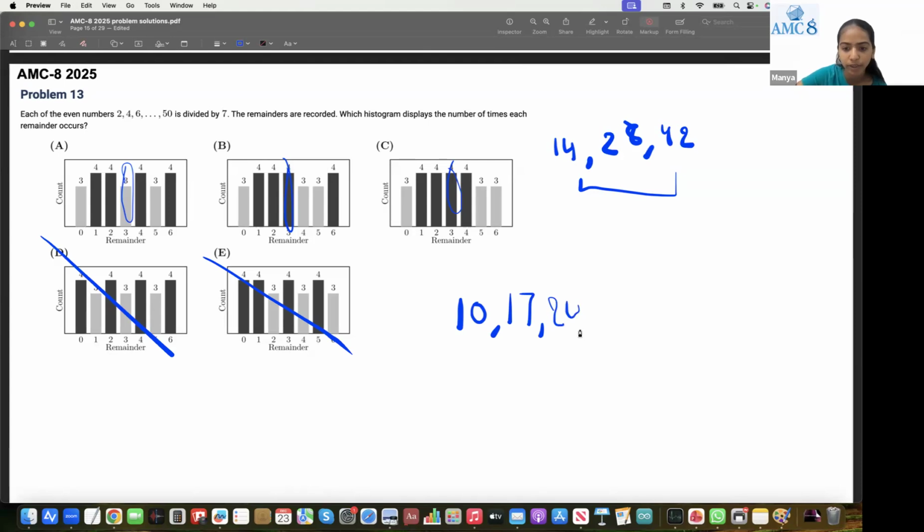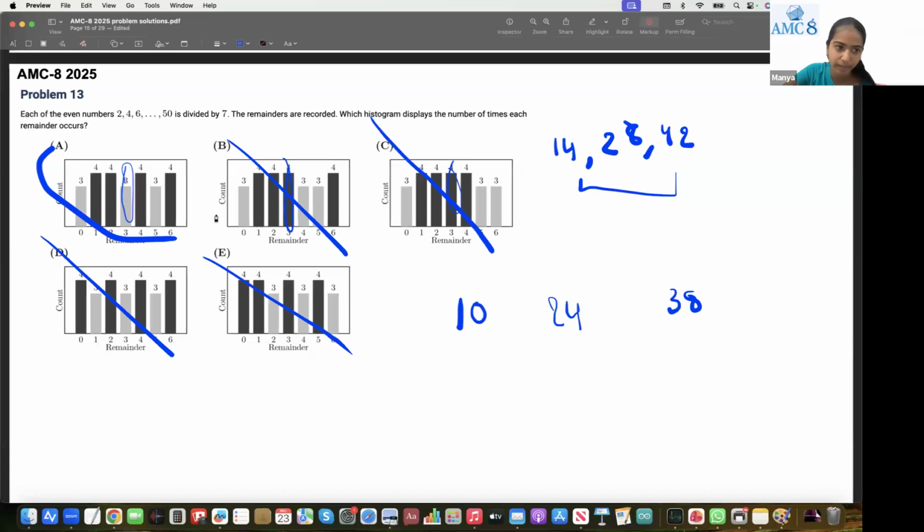17, 24, 31. There can also be 38. There could be 45. And yeah, so here we have the numbers 10, 24, and 38. And there's only 3 numbers like this. So since there's only 3 numbers, we must eliminate answer choice B, and we also must eliminate answer choice C, giving us answer choice A.